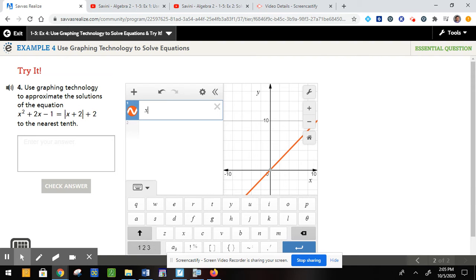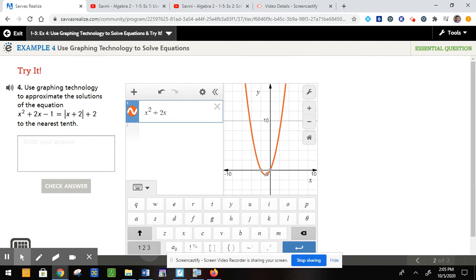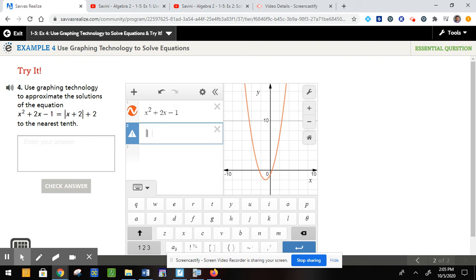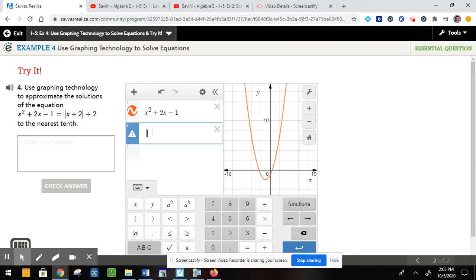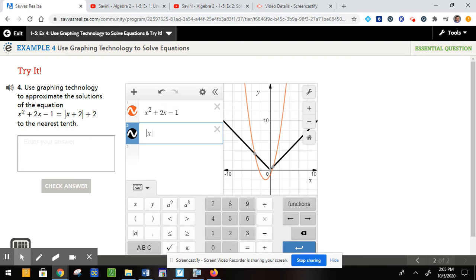All right, so x squared plus 2x minus 1. All right, so that's the first part. And the second part is absolute value of x plus 2, and then plus 2 on the outside. And then it's going to actually show you exactly where they're intersecting.